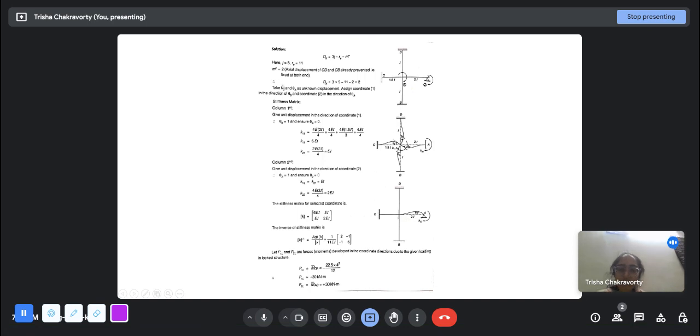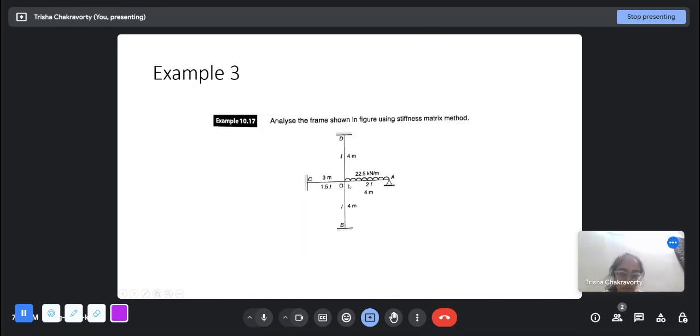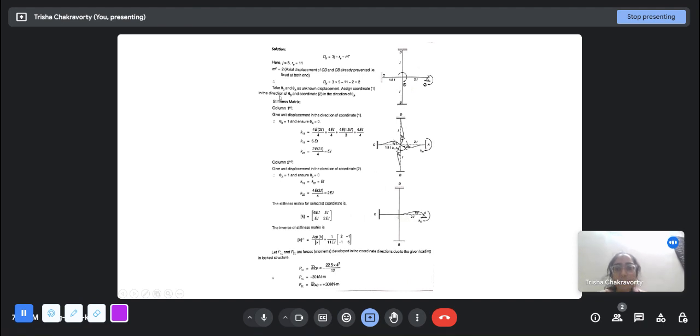Yes, so here we have the degree of kinematic indeterminacy is 3 into 5 minus 11 minus 2, that is 2. And here we can see that the degrees of freedom are that this O is free to rotate and A is free to rotate. There is no other degree of freedom. So theta O and theta A are the unknown displacements, and we say that theta O is 1 and theta A is 2.